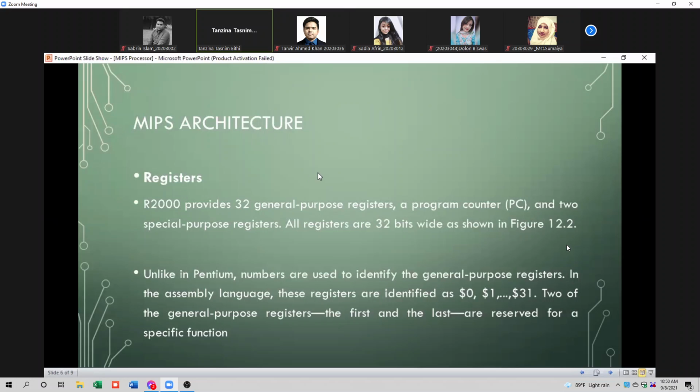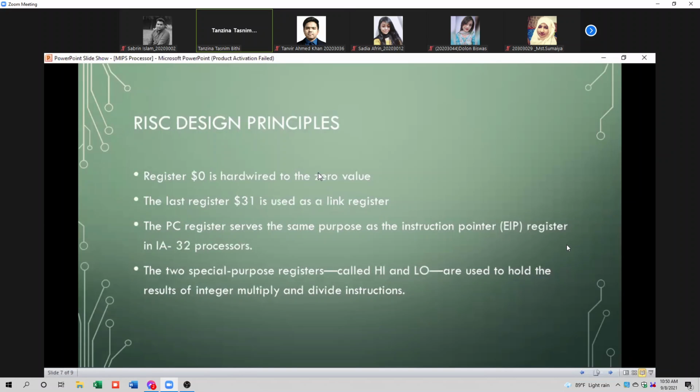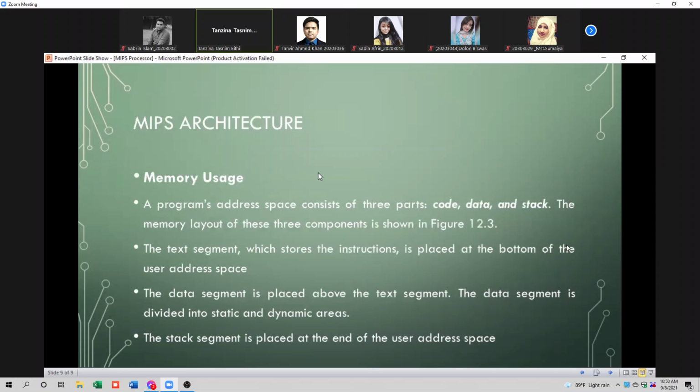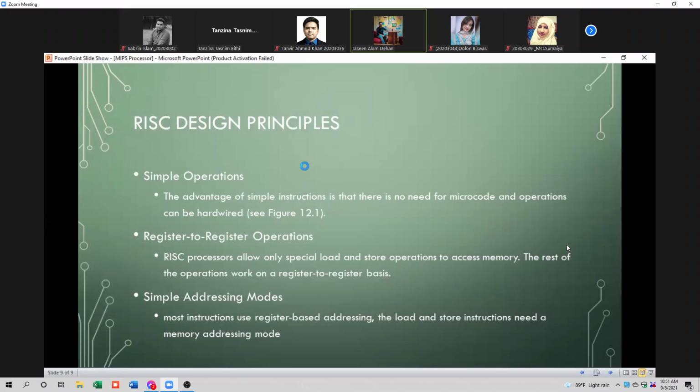Do you have any problem in any topic of this chapter? Please tell me. In the MIPS architecture or in the characteristics of the RISC processor, do you have any problem? There are now 32 students and I want to hear from each one of you. Do you have any problem in this chapter? Or if I ask questions from any topic, can you give me the answer? Ma'am, can you repeat the MIPS architecture?